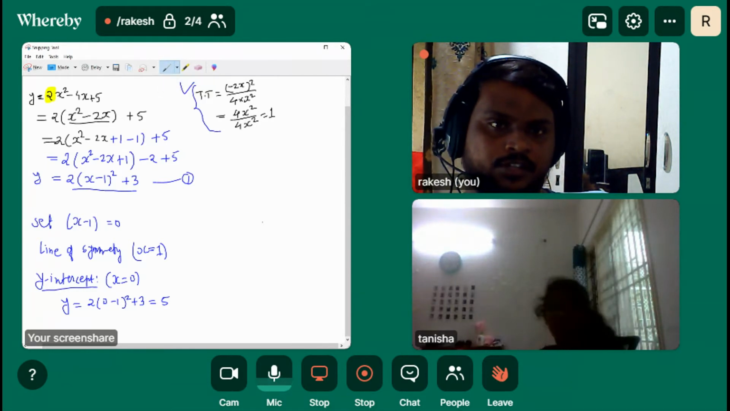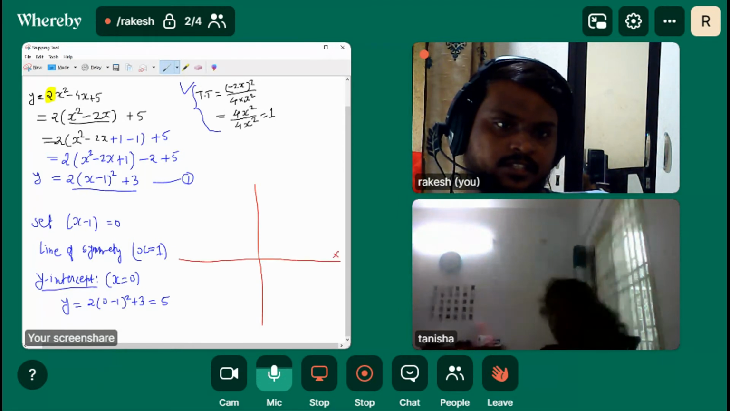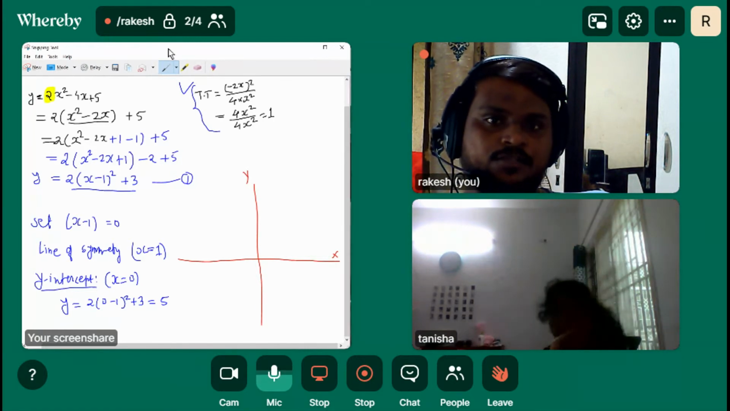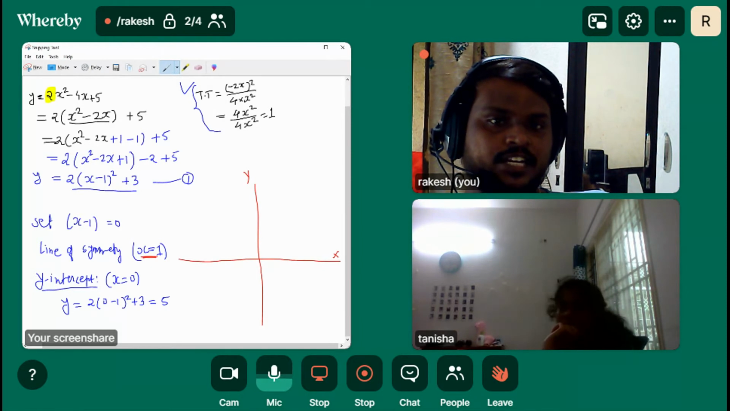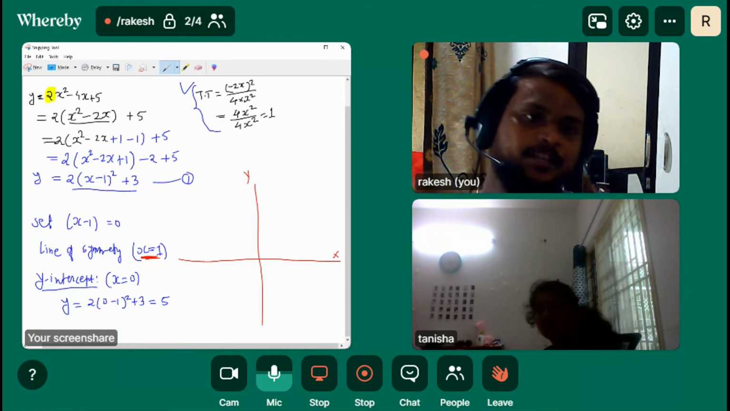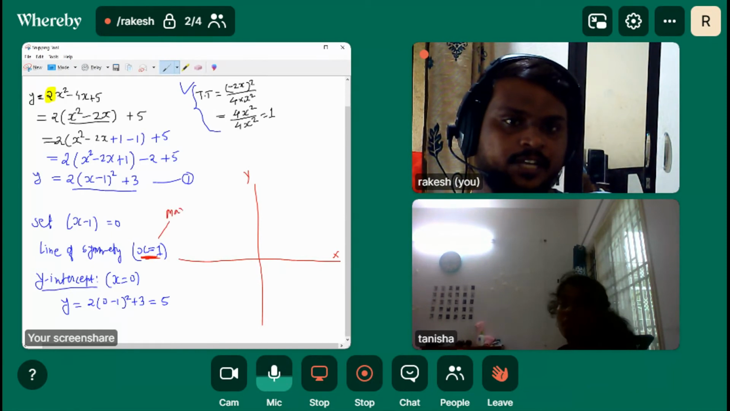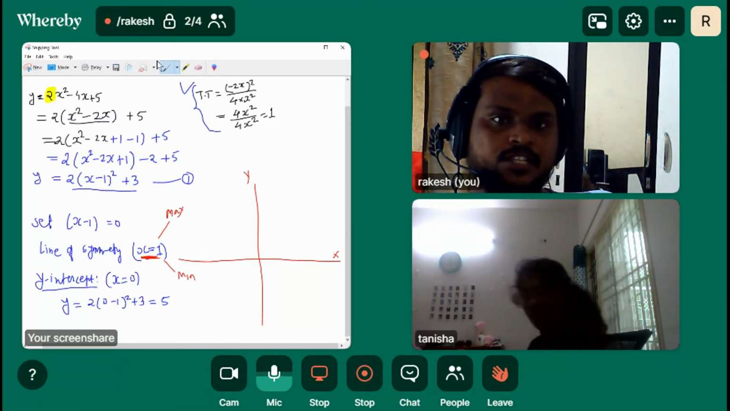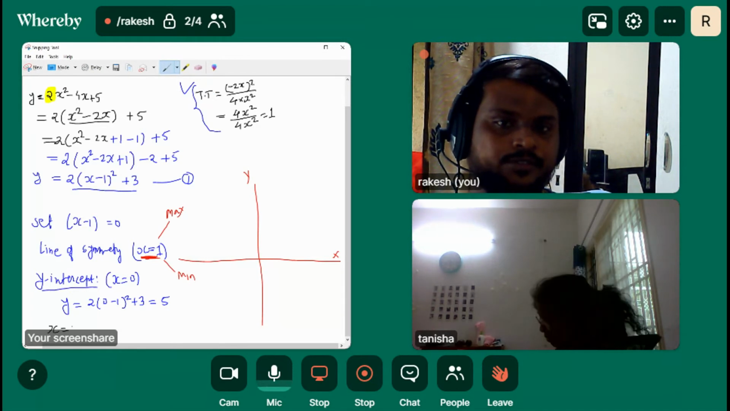So now let's draw the graph by drawing x and y axis. This is x axis, this is y axis. Okay, and one more thing, this line of symmetry will give you either a maximum point or a minimum point. Means when you plug x is equal to 1, it will give you either a maximum point or a minimum point. So based on the nature of the curve, when you plug x is equal to 1, please let me know what is the y value when x is equal to 1.